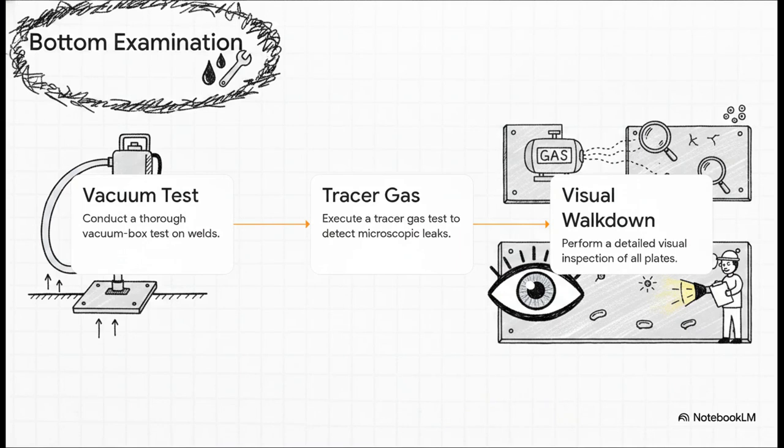To guarantee the foundation won't experience a massive invisible leak into the soil below, testing the bottom plates follows a rigorous, non-negotiable sequence. First up, a thorough vacuum test of the weld seams. Second, a tracer gas test to detect any microscopic leaks. And third, a forensic visual walkdown by inspectors who are actively hunting for any unexpected dents, gouges, or arc strikes. The foundation must be totally flawless.